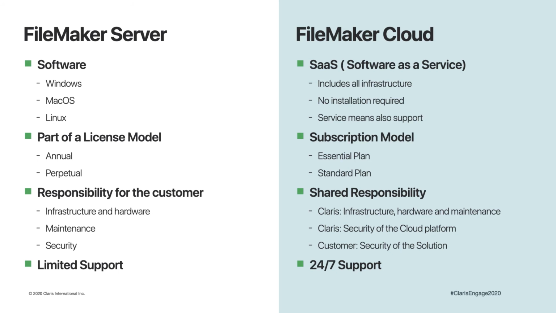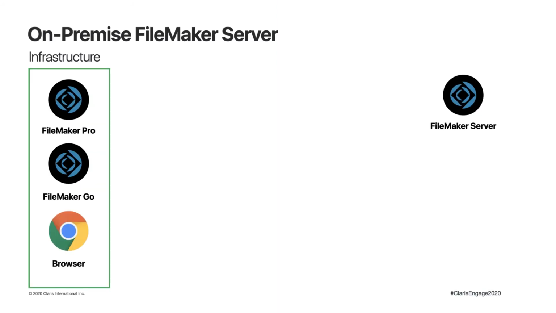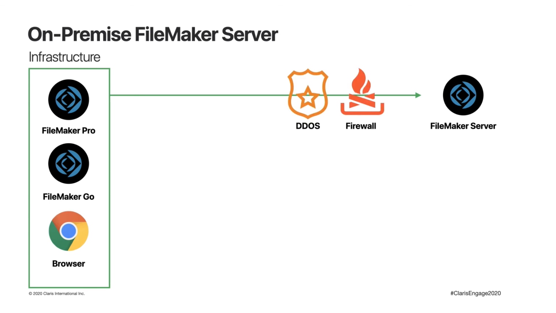Let's have a look at the on-premise FileMaker Server from the aspect of security. How is the network set up? So you have some clients like FileMaker Pro, FileMaker Go, the browser. It could be a website as well, or curl. And to make a connection to the FileMaker server, it makes a direct connection to that server. In the best cases, we have foreseen a firewall or security software in front of it to prevent attacks.